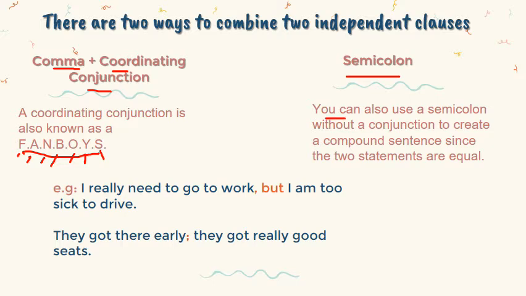A semicolon, you can also use a semicolon without a conjunction to create a compound sentence since the two statements are equal. For example, I really need to go to work, comma, but I am too sick to drive. Now here I used a comma and the fanboys but, okay? And the second one, they got there early. They got really good seats. Now here I can see that these two sentences are equal. They are related to each other.